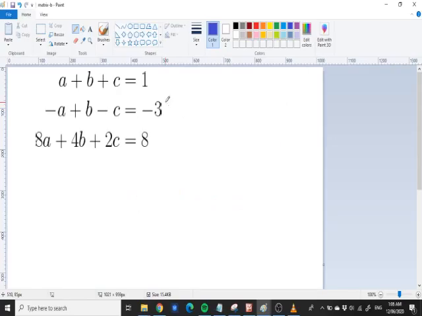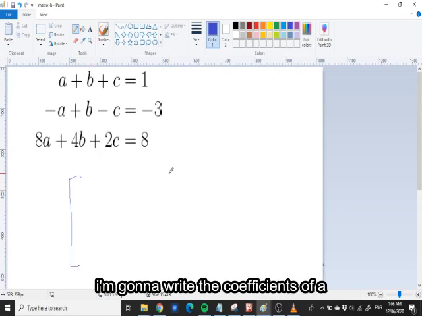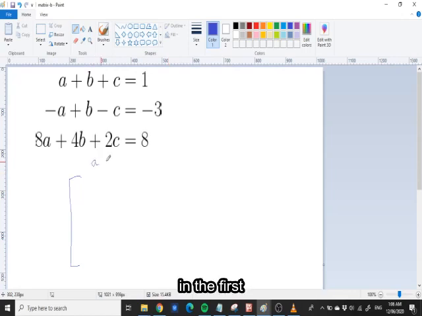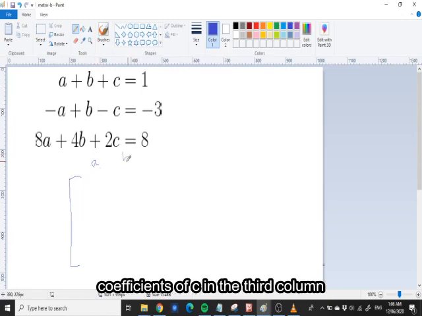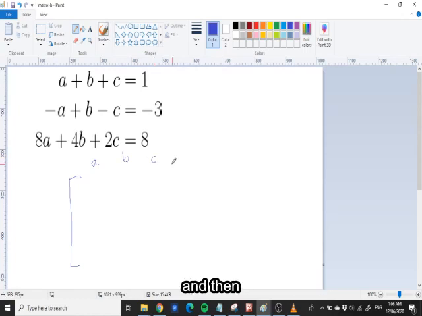So this is now our equations in standard form. The method I'm going to use is a matrix, the augmented matrix. I'm going to write the coefficients of A in the first column, coefficients of B in the second column, coefficients of C in the third column, and then the constants on the right side of this vertical line. So this indicates the augmented matrix.